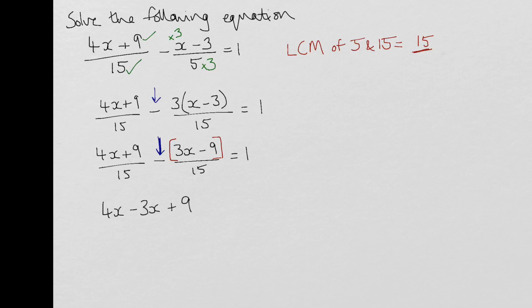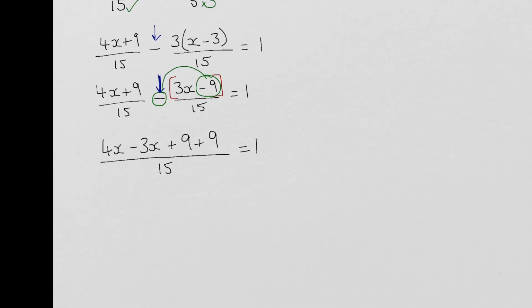And again, I need to subtract negative 9. So if I'm subtracting negative 9, that means I'm going to be adding 9. We can write that as a single fraction now, so over 15, and that's equivalent to 1. So I'm left with x plus 18 all over 15 is equal to 1.